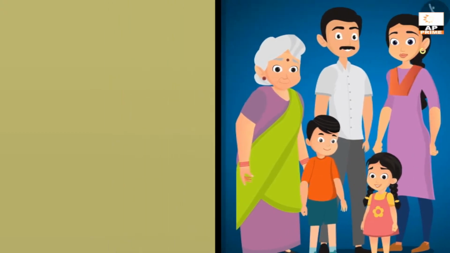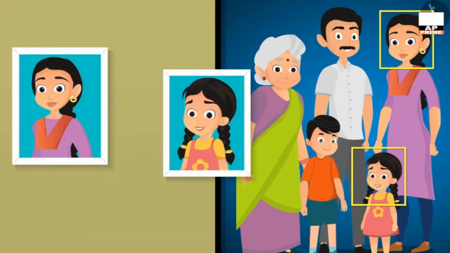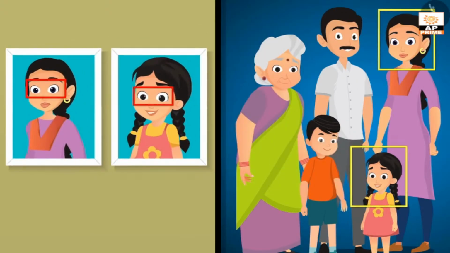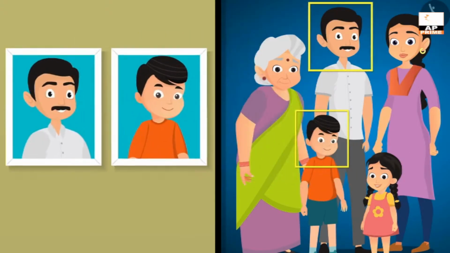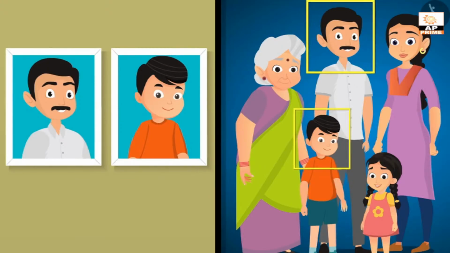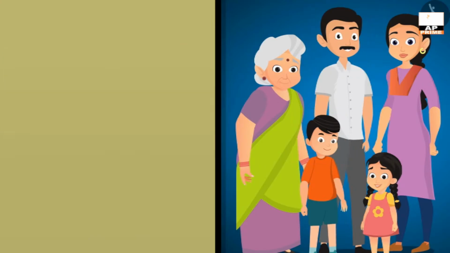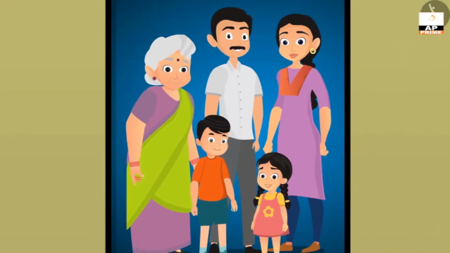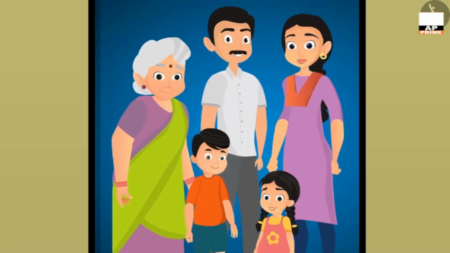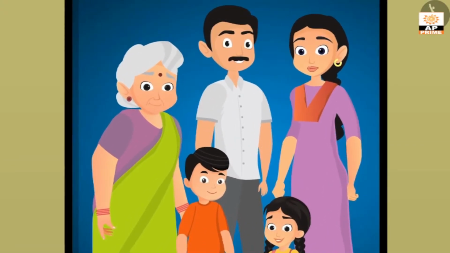Come, let's look at the picture again. Deepika's eyes are like her mother's. Raju and his father's hair are similar. They both also like the same kind of food. There are many similarities between the members of a family. Who do you look like in your family? Who has the same habits as you?